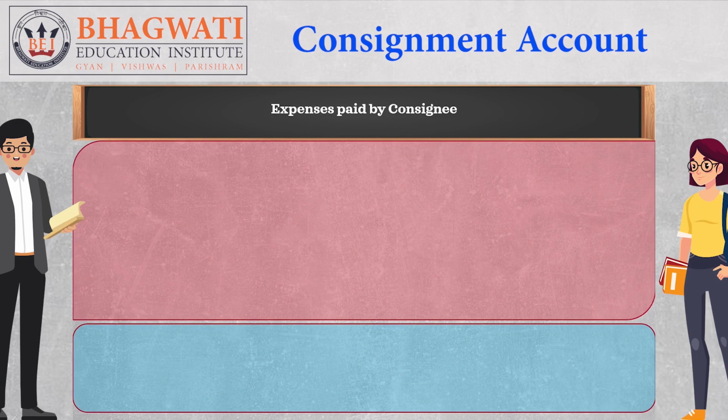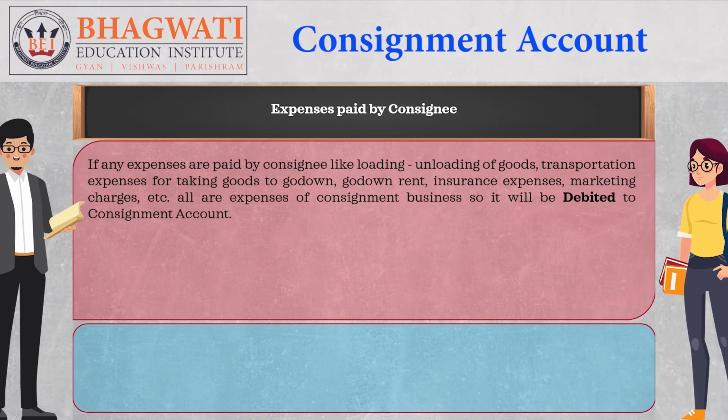Expenses paid by consignee. Now, what do you mean by expenses paid by consignee? Consignee will take delivery of goods at his place. Then he may incur certain loading and unloading charges. He may incur certain expenses for bringing the goods to his godown, or maybe he might be paying some godown rent, maybe some insurance for the godown, right? Or maybe some salary to the salesman, or let us say some advertisement charges. All these are nothing but expenses for consignment business. Expenses will remain expenses whether incurred by consignor or by consignee. But one thing is sure, it is expenditure for consignment business, so we should debit it.